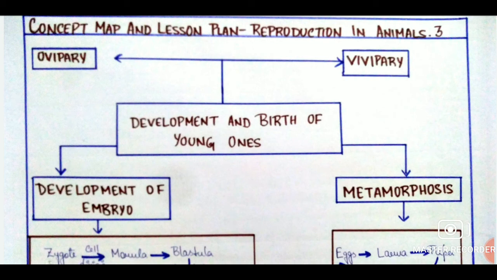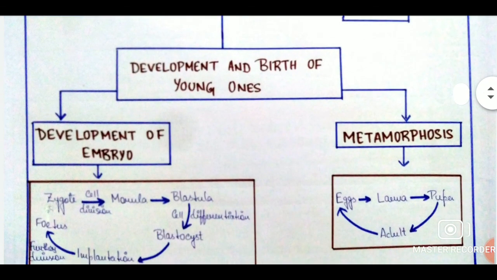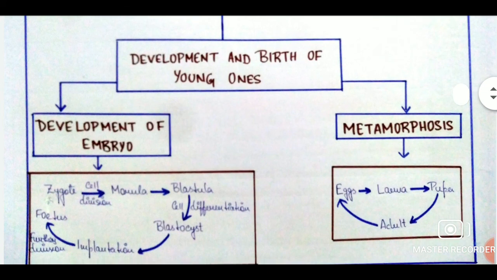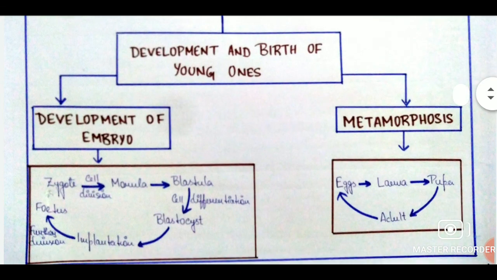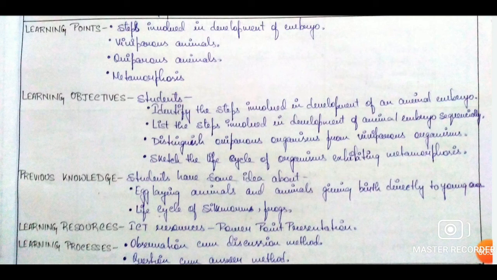So we start with the third lesson plan, and as usual we have our concept map at the beginning. You can pause the video or take a screenshot if you want to. Okay, so after concept map, we are moving to the details: date, class, time, period, unit, subject, topic, and subtopic. And then we have our learning points.